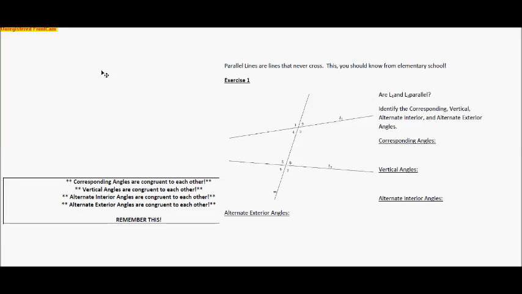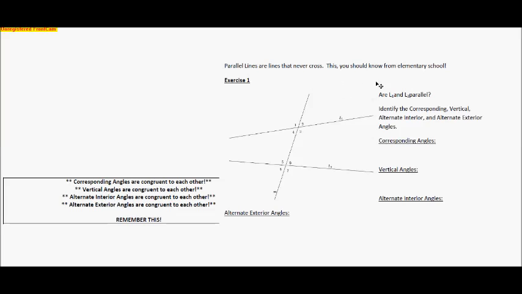This is angles associated with parallel lines, and one thing I want you to notice at the bottom of the front page of your note packet here, you have this list in a box, and we're going to add something right above that box in a minute. So what I want to look at is this first exercise here.